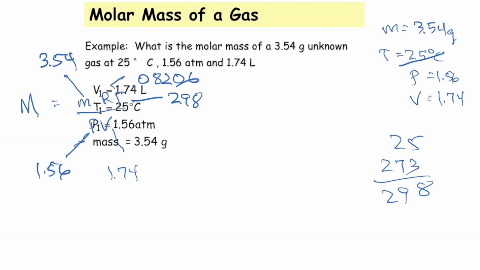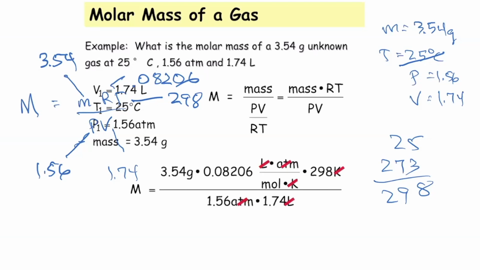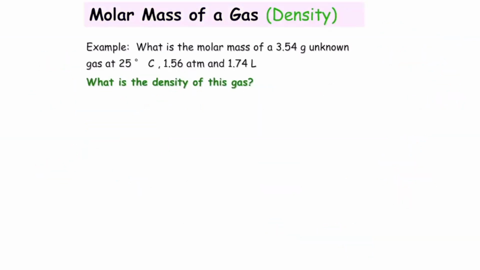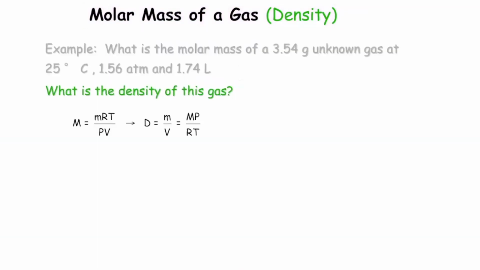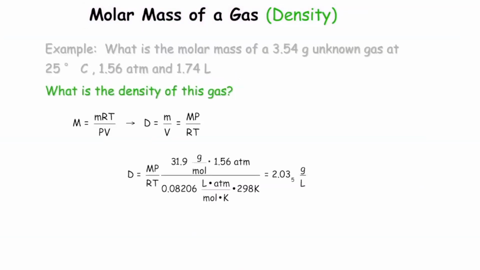So that's what you see right here, and you get 31.9. 31.9 is very close to 32. Oxygen, O2, is 32 grams per mole. This is probably oxygen, the molecule. So what's the density of that gas? Again, you can just plug it in and you can get that value.